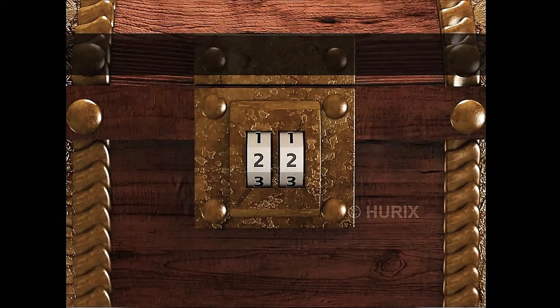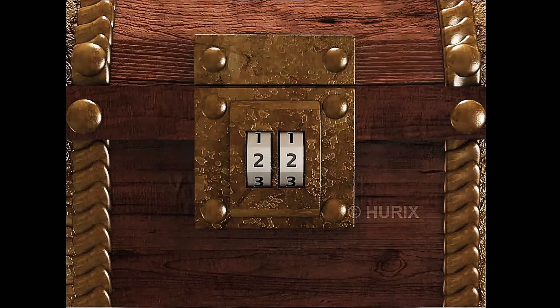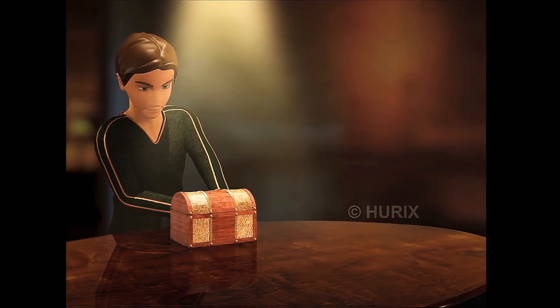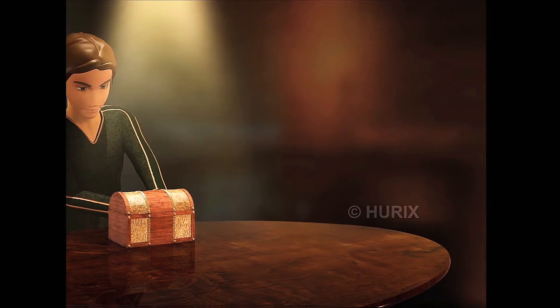Tony's grandmother told him that the number combination to open the lock is the number of silver coins followed by the number of gold coins in the box. But how will Tony know the number of coins without opening the box? So, Tony's grandmother gave him two clues.